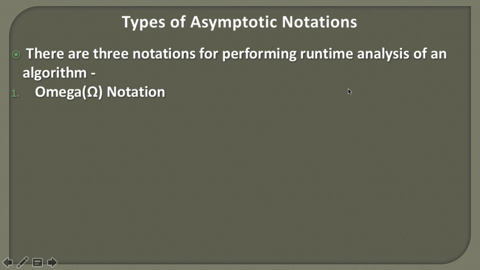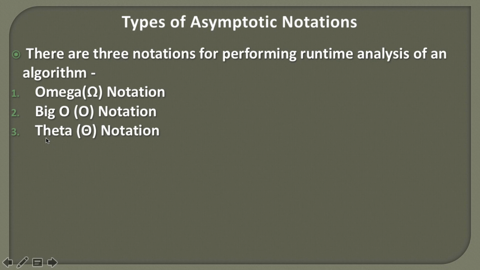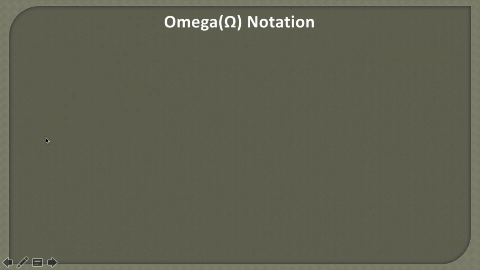The first notation is the omega notation, which is denoted by the omega symbol. The second is the big O notation, and the third one is the theta notation. So let's discuss the omega notation first.